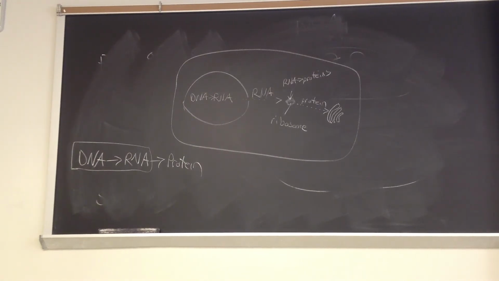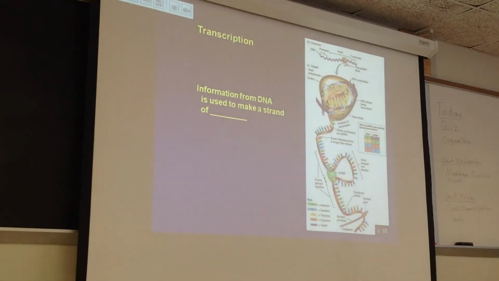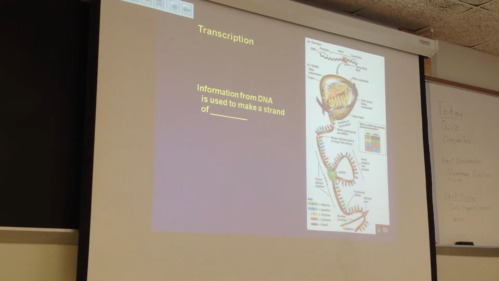Let's see here. Transcription, just to review, on a clicker question. Information from DNA is used to make a strand of, right on the board here, RNA, yes. So transcription, remember, is what I've just drawn here. This arrow, that was transcription. Information from DNA used to make a strand of RNA. And I don't expect you to know the details of how this is made. If you know this occurs in the nucleus, if you know that transcription is a process by which RNA is made from information in the DNA, that's good enough for this course. We won't get into the details of how that's made.